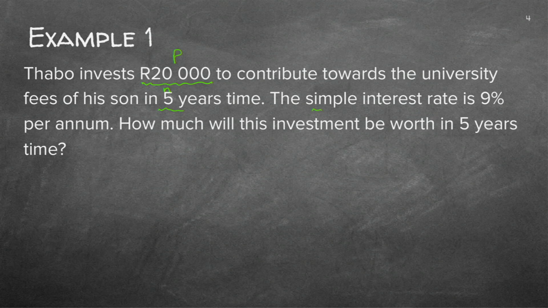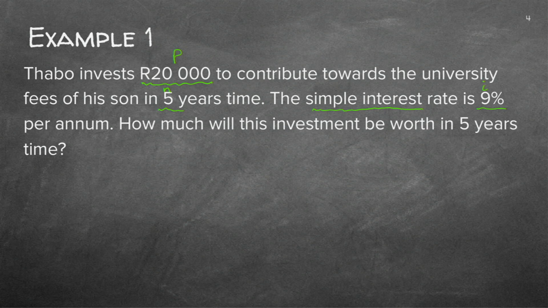The simple interest. Now probably it's not that important yet because we only started. So we're only doing simple interest, which is very simple and easy. But later on, there are 2 types of interest, compound and simple. So then we need to concentrate and see what type of interest they are talking about. And that is the 9%. So that is the I.